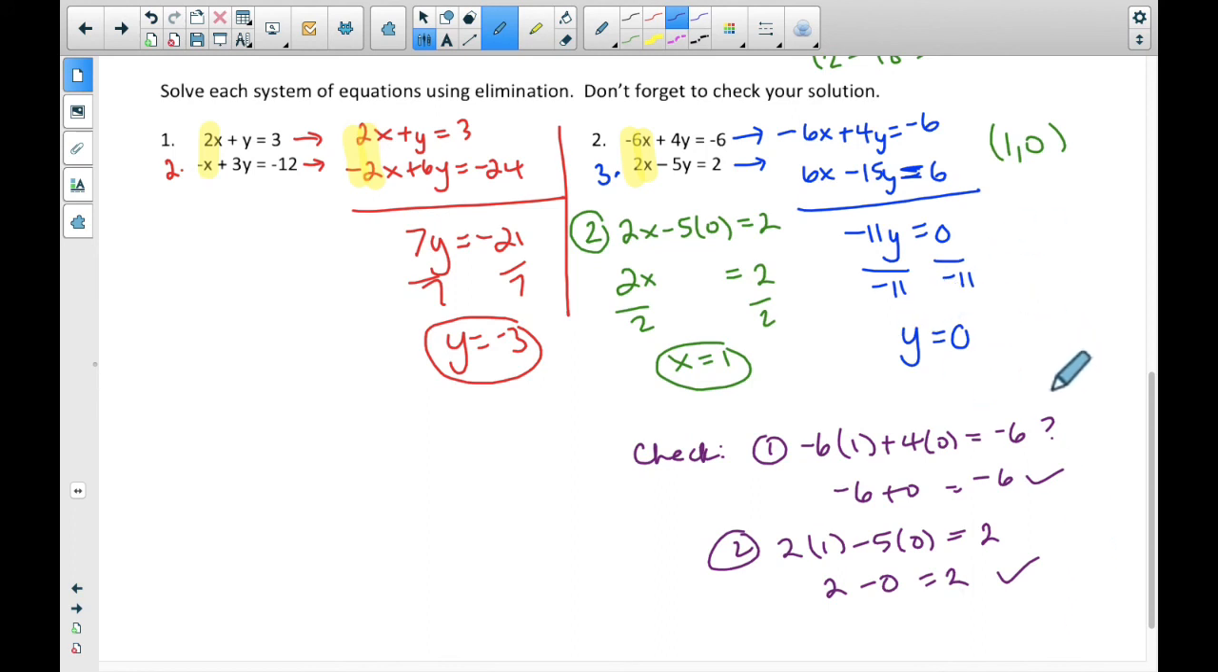All right, so that is how we do the elimination method when you have to multiply by one thing. When we come to class, we'll do some practice on this.